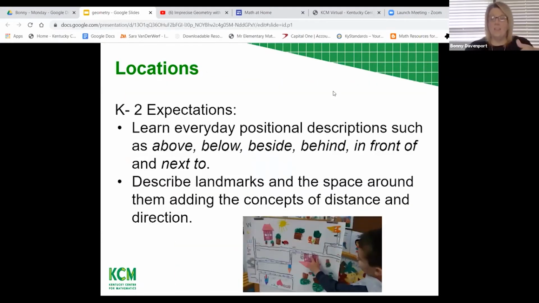Okay, another part of what students in geometry need experience with is location. And in K through 2, we're talking about their life and things that are happening to them. And we're talking about above and below, beside, behind, in front of, next to, and describing landmarks in the space around them, and then getting into the concepts of distance and direction. So you can see that little sweetheart down there at the bottom, making a map of things that are important to him in his world.